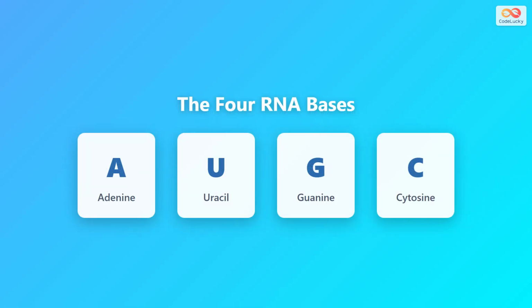RNA contains 4 different nucleotide bases: adenine, uracil, guanine, and cytosine. These are commonly abbreviated as A, U, G, and C. Unlike DNA, which contains thymine, RNA uses uracil instead. These 4 bases are the building blocks of all codons. By combining these 4 bases in groups of 3, cells can create a complex and precise coding system for protein synthesis.